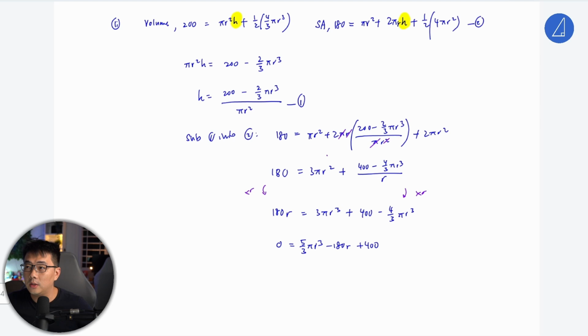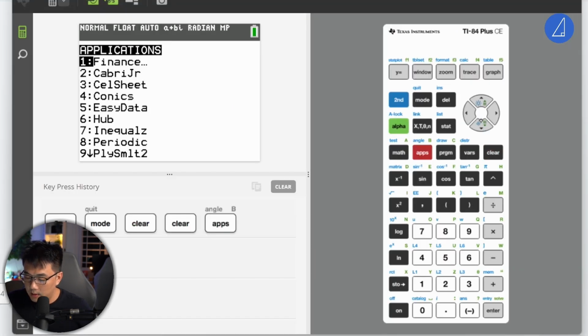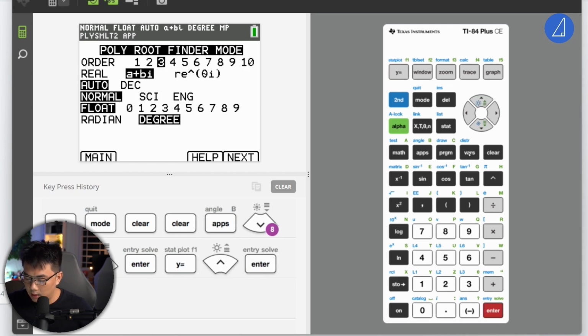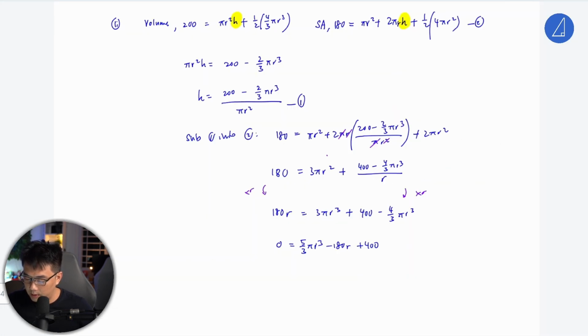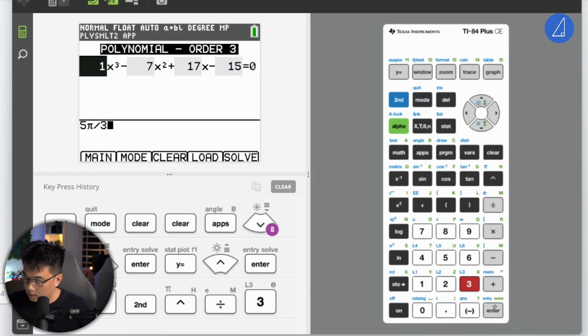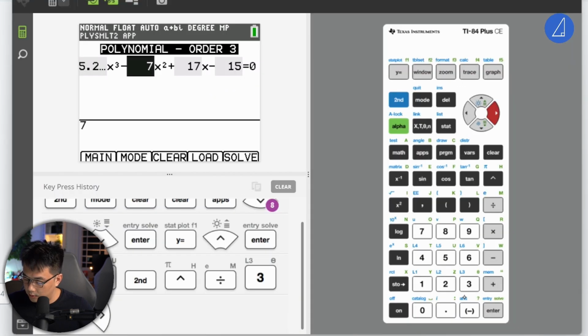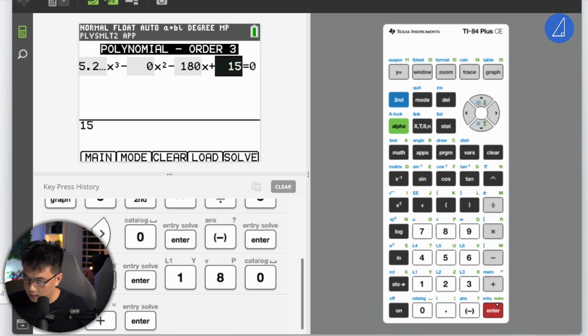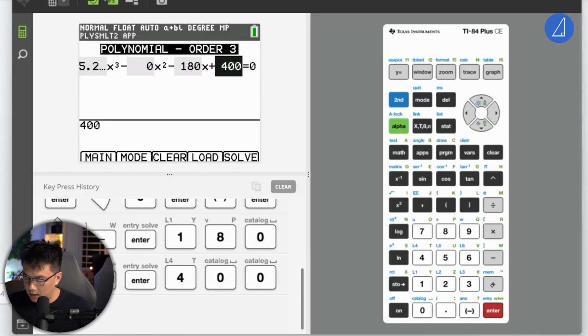So from here, what I need to do is actually just key in the GC. So this is go to apps and simultaneous equation solver. Then we have 3, 1. Sorry, it's not simultaneous, it's polynomial root finder. 3. Then we just key in 5 pi over 3, the x cubed coefficient. Then the second one will be 0. Then that will be negative 180 and plus 400. Then we'll solve it.